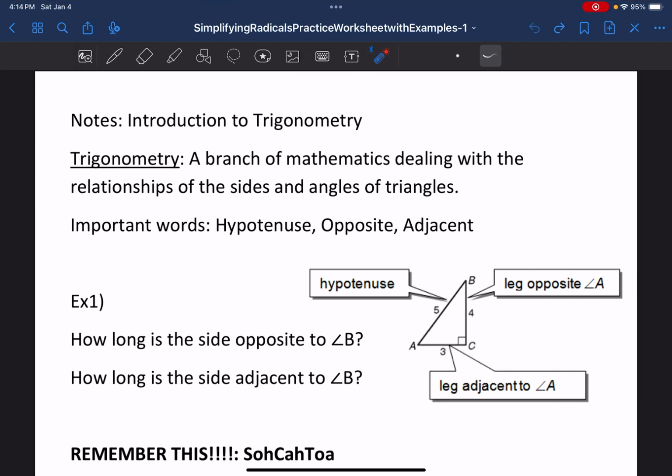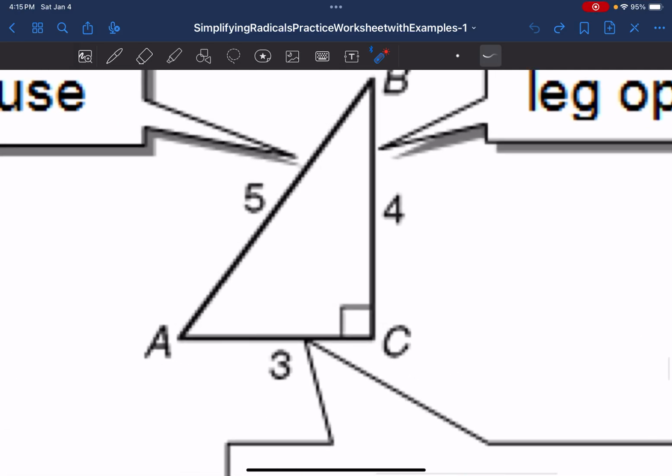Trigonometry is a branch of mathematics dealing with relationships of the sides and angles of triangles. If we look at this triangle, we can see it's a right triangle because it has this little right angle. And again, we will always go from the right angle, draw an arrow, and that is our hypotenuse. Always. That literally is the first thing you should do every time you get a right triangle.